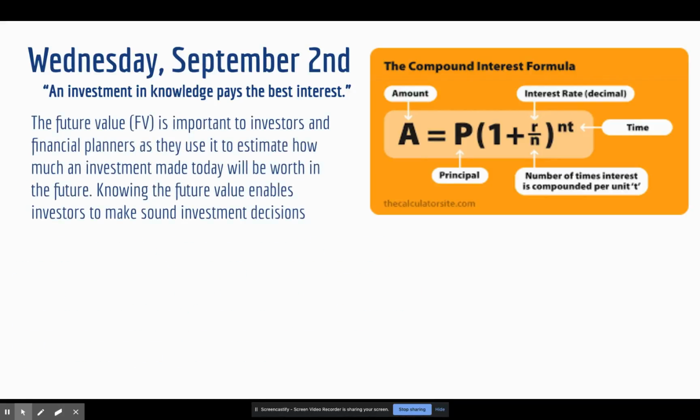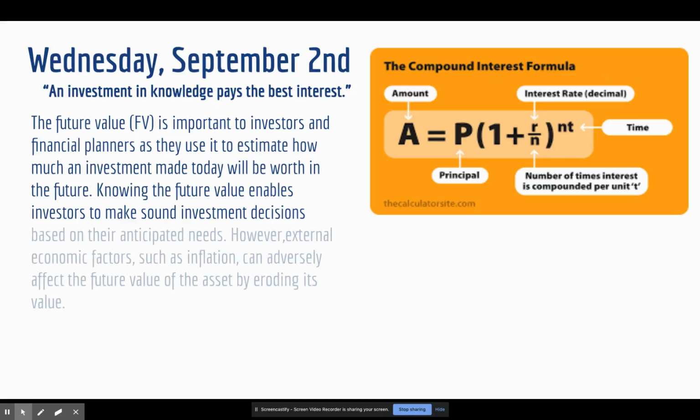Now, as I said before, future value should look familiar to us because last class, all of those calculations and all of those scenarios that we did were all about compound interest. And so I put the formula up here as a reminder and as a refresher. A lot of you put a picture or put this formula up on the slide deck that we created as a resource. The future value is important to investors and financial planners as they use it to estimate how much an investment made today will be worth in the future.